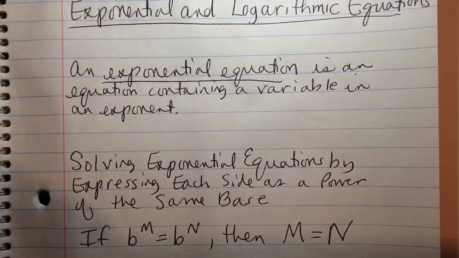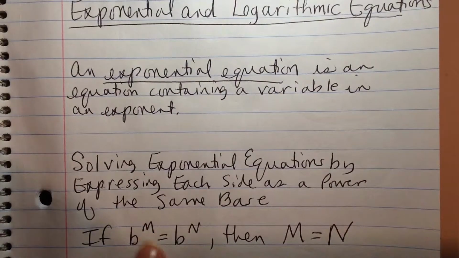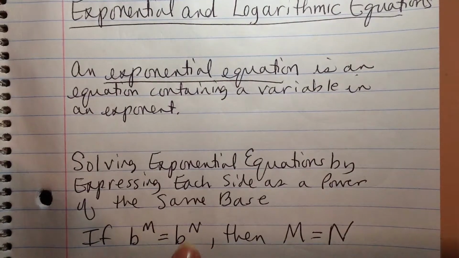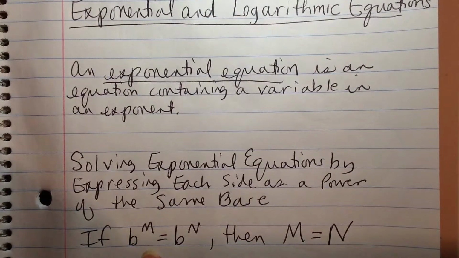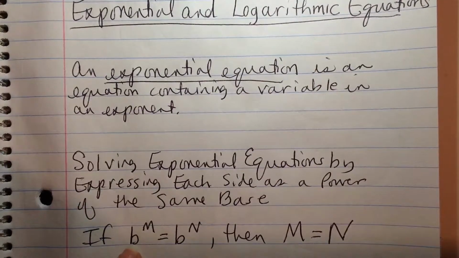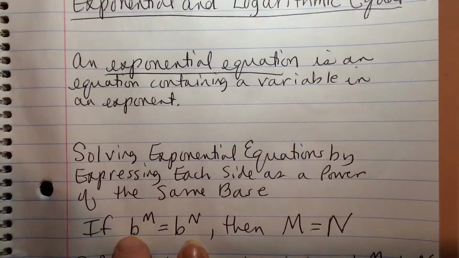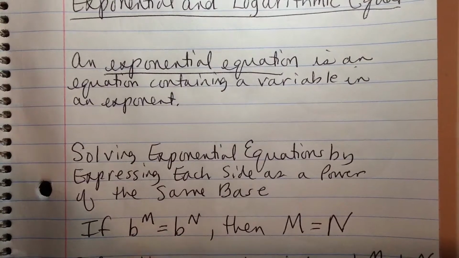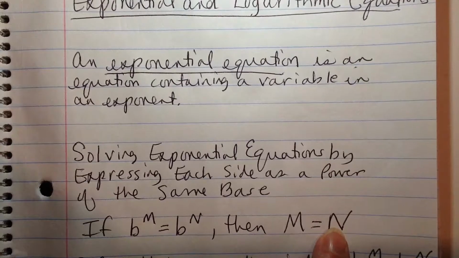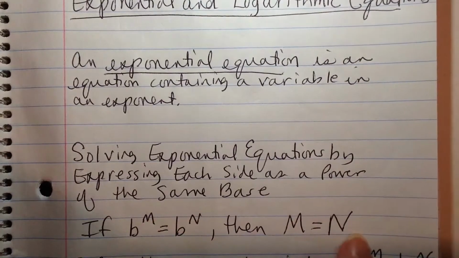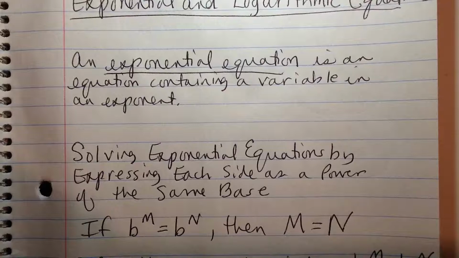So if you have b to the m equals b to the n, in other words, both sides of an equation are raised from the same base b. When you have the same base b, you can let the b's go, then set the exponents equal to one another. That's where we get m equals n. So if we can ever get the bases to be the same on each side of the equation, then you can let the bases go and set the two exponents equal to one another.